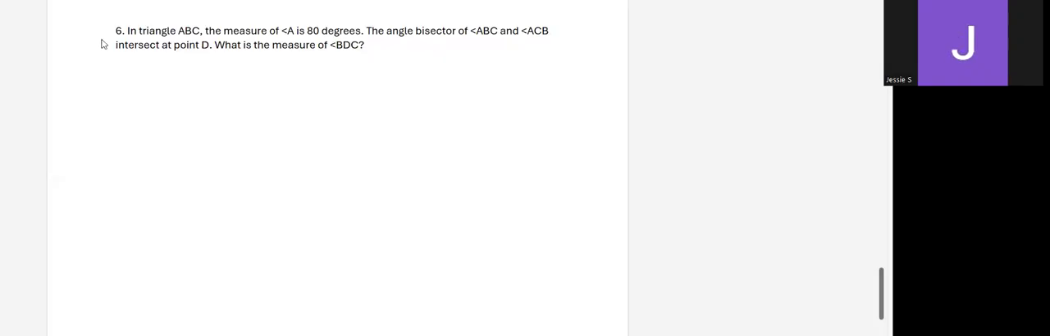Okay, now let's look at this one here. In triangle ABC, the measure of angle A is 80 degrees. The angle bisector bisects one angle into two equal smaller angles. So the angle bisectors of angle ABC and angle ACB intersect at point D. So what is the measure of angle BDC?